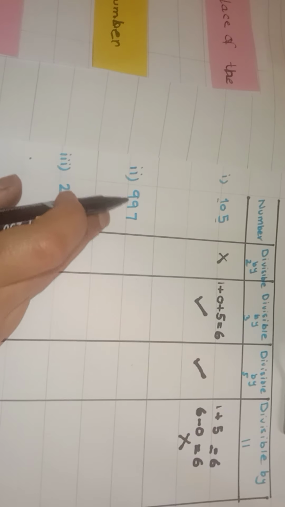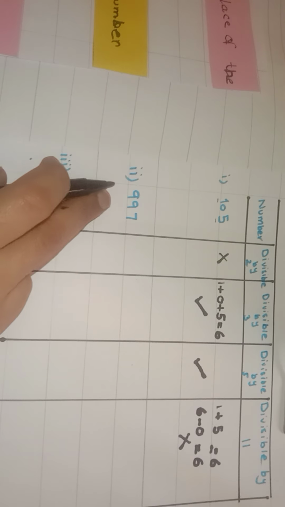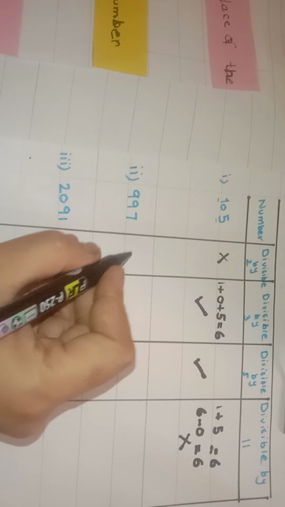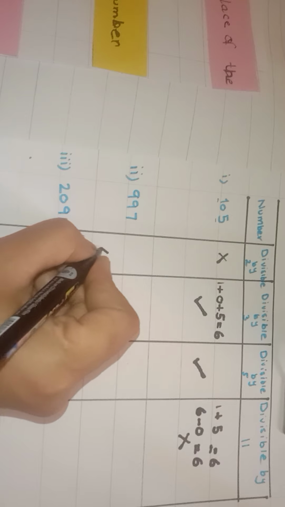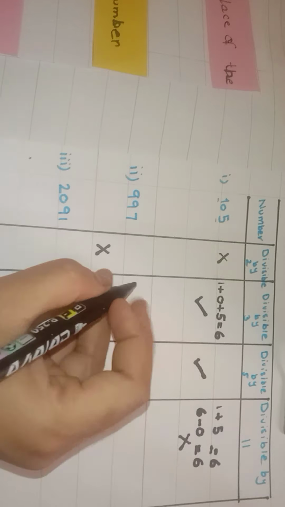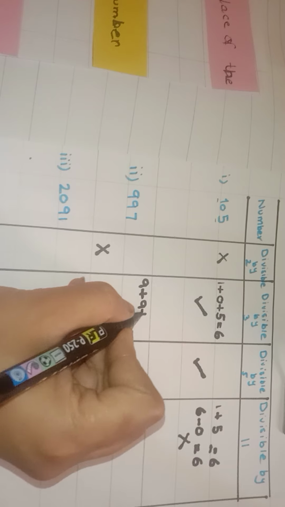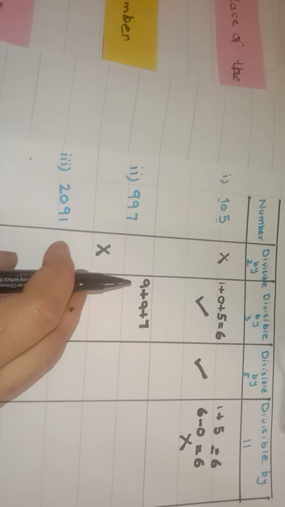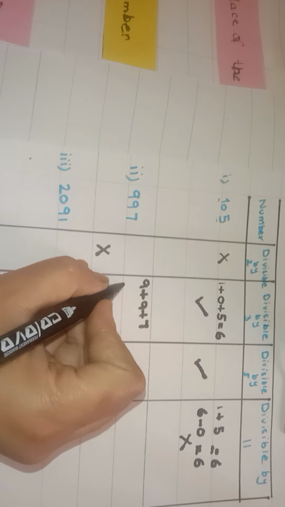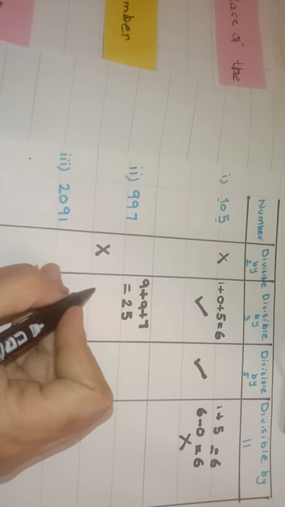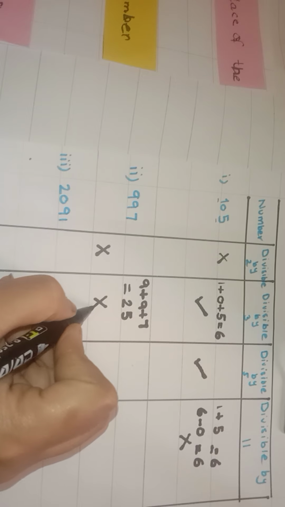Now second part, 997. First of all, for divisibility of 2, last number should be even, so it is odd, so we will place a cross that it is not divisible by 2. Now add them up. 9 plus 9 plus 7. 9 plus 9, 18. 18 plus 7, 25. 25 does not occur in 3 table, so it means it is not divisible by 3.